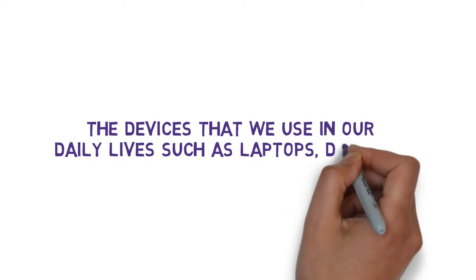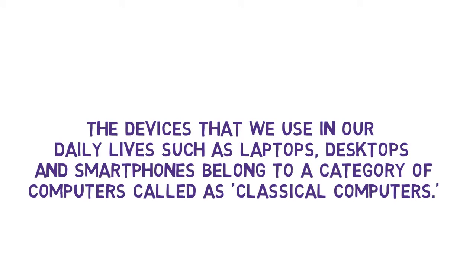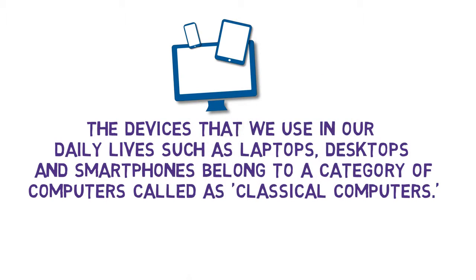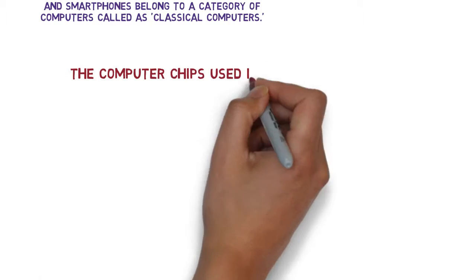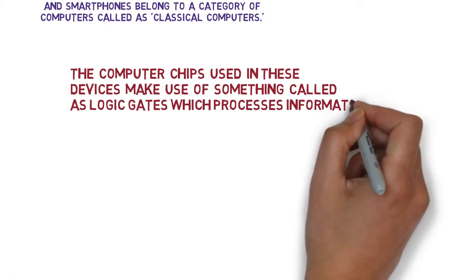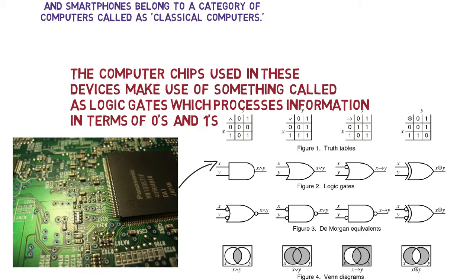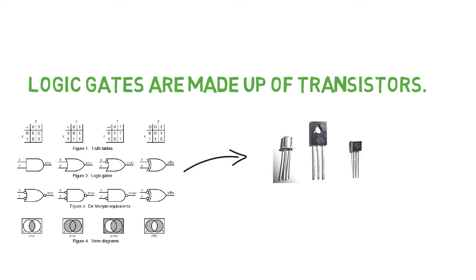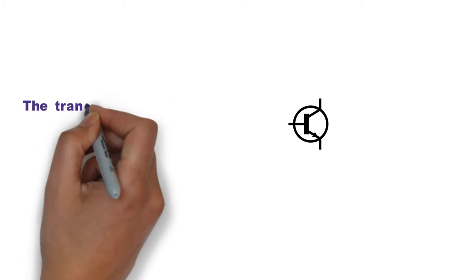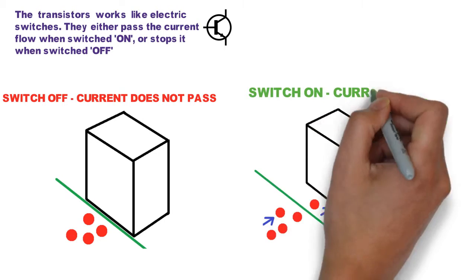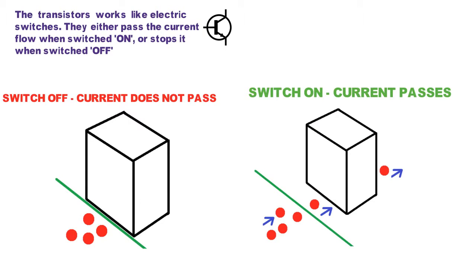The devices that we use in our daily lives, such as laptops, desktops and smartphones, belong to a category of computers called classical computers. The computer chips used in these devices make use of something called logic gates, which process information in terms of zeros and ones. The logic gates are made up of transistors. The transistors work like electric switches. They either pass the current flow when switched on or stop it when switched off.